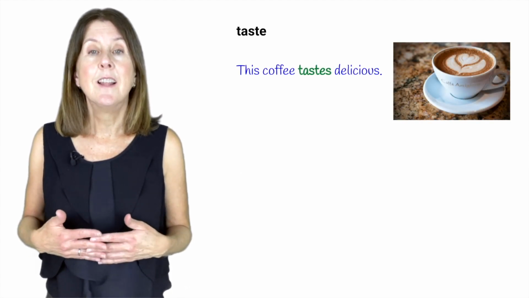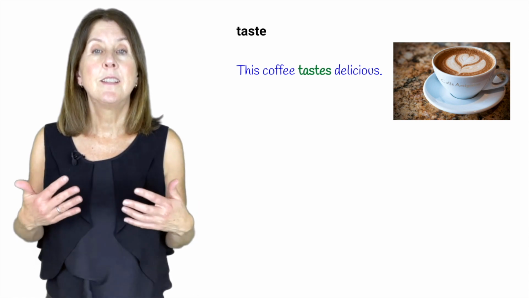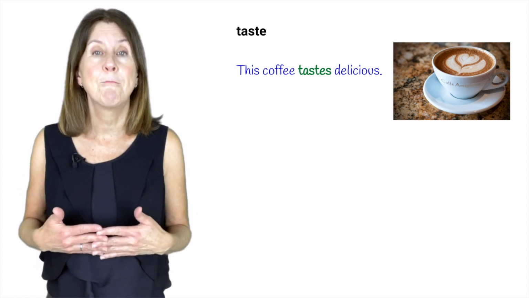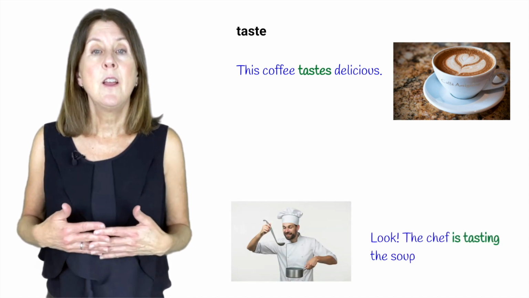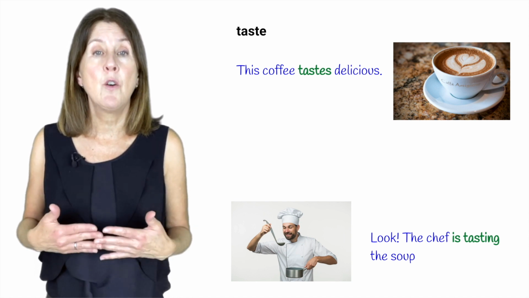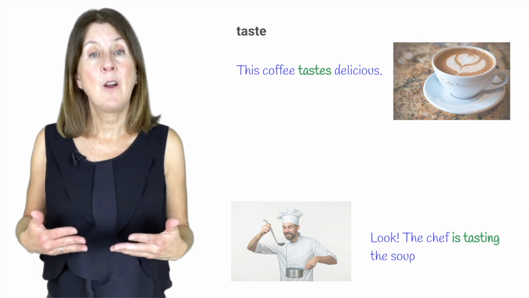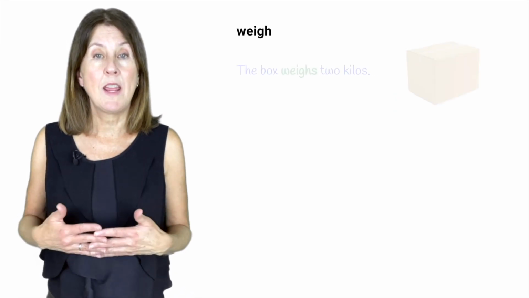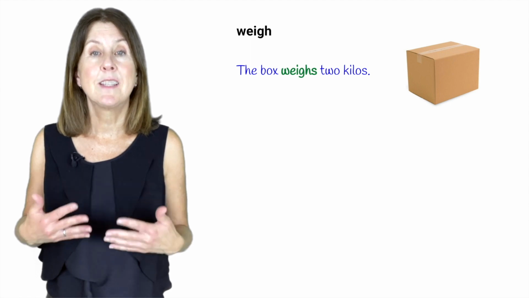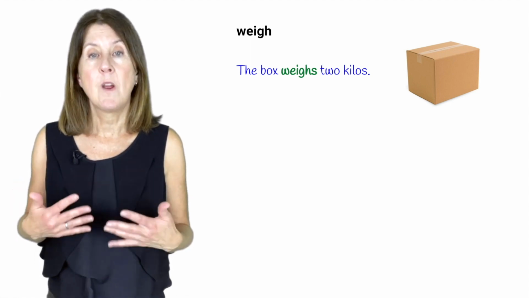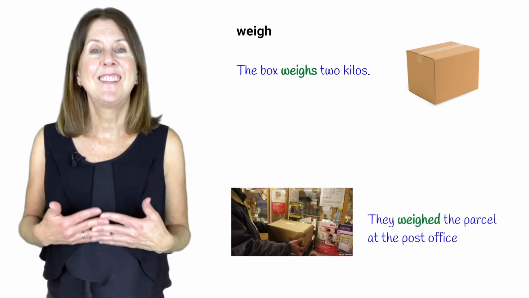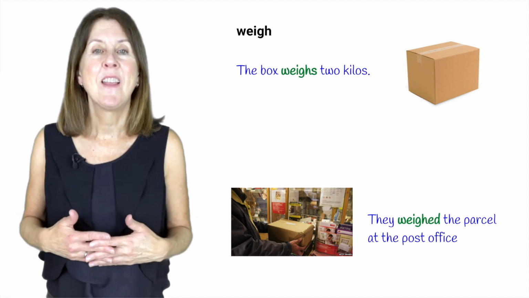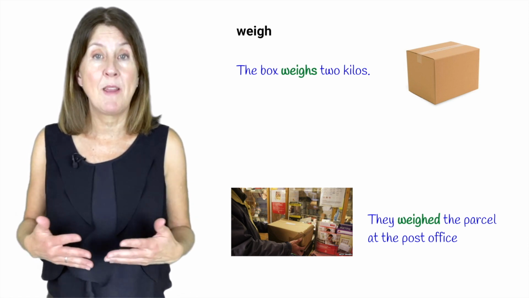Now the verb taste. This coffee tastes delicious. This is describing a state. It is describing our perception of the coffee. Whereas if we say, look, the chef is tasting the soup, here we are describing the action of tasting the soup. Now weigh. The box weighs 2 kilos. This is describing a state, a permanent quality. Whereas if we say, they weighed the parcel at the post office, this is describing an action. So we can use the continuous form here.